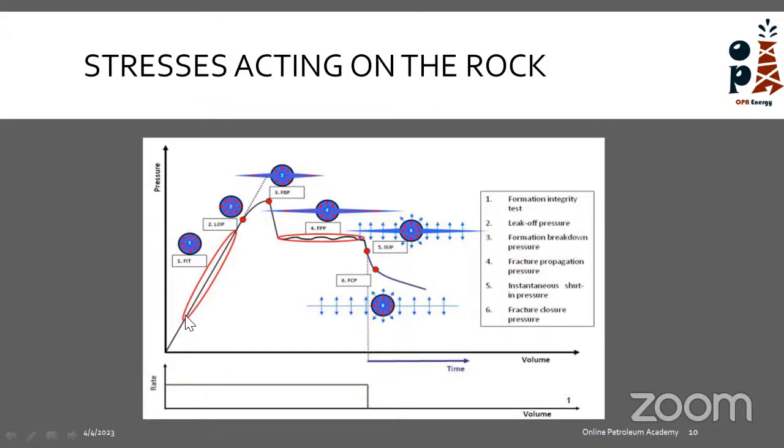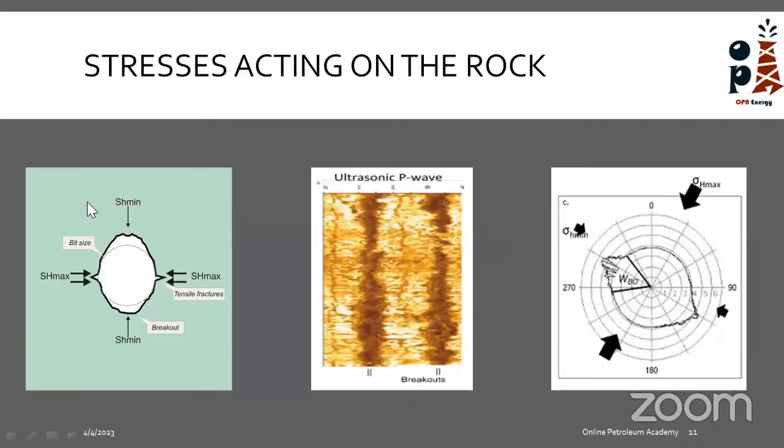But how can we determine the direction of the stresses? We can determine the direction of the stresses in two ways. We can use the caliper log, from which we can determine the breakouts of the formation and the induced drilling tensile fractures, or we can use the FMI log or ultrasonic logs, where we can determine the breakouts of the formation.